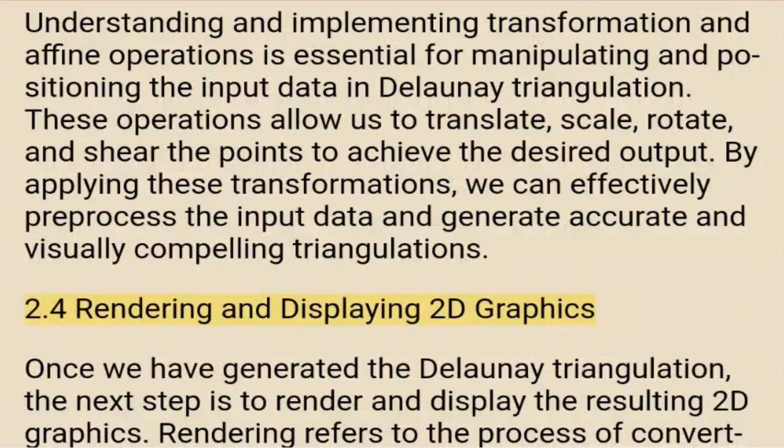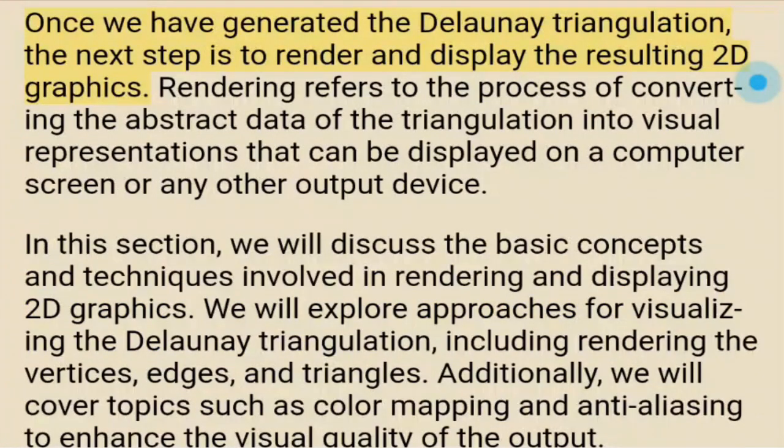2.4 Rendering and displaying 2D graphics. Once we have generated the Delaunay triangulation, the next step is to render and display the resulting 2D graphics. Rendering refers to the process of converting the abstract data of the triangulation into visual representations that can be displayed on a computer screen or any other output device. In this section, we will discuss the basic concepts and techniques involved in rendering and displaying 2D graphics. We will explore approaches for visualizing the Delaunay triangulation, including rendering the vertices, edges, and triangles.